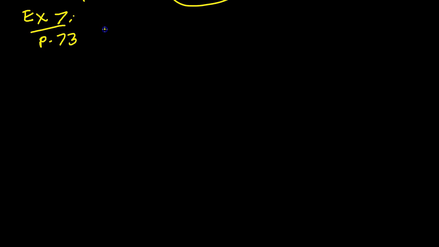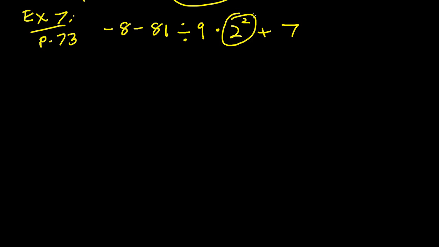Again, a little nastier. Minus 8 minus 81 divided by 9 times 2 squared plus 7. All right, we got a lot going on here. No parentheses, so looks like I'm going to do exponents first. And there's only one exponent operation here, 2 squared, and that's going to be, of course, 4, leaving all other operations pending.